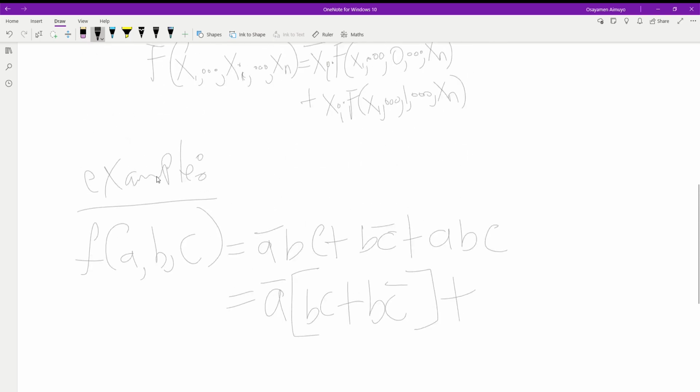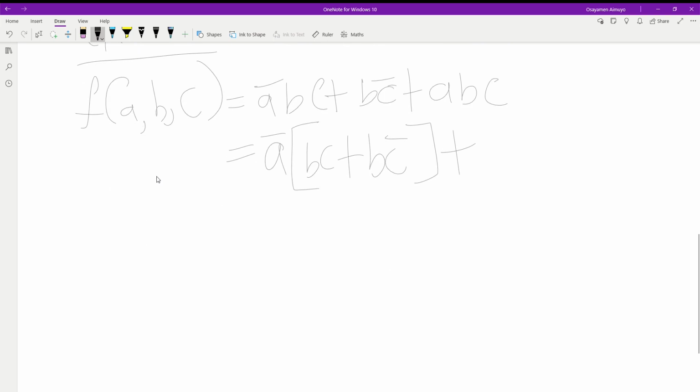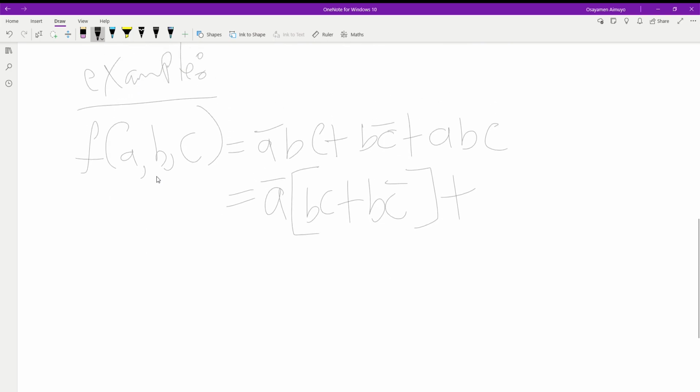So basically, Shannon's expansion is a tool that you can use to decompose functions into chunks which you can implement using 2x1 muxes. Okay, the same applies for A. Now if we set A to 1, the first term goes to 0, and then you just have BC or BC bar, which is nice.